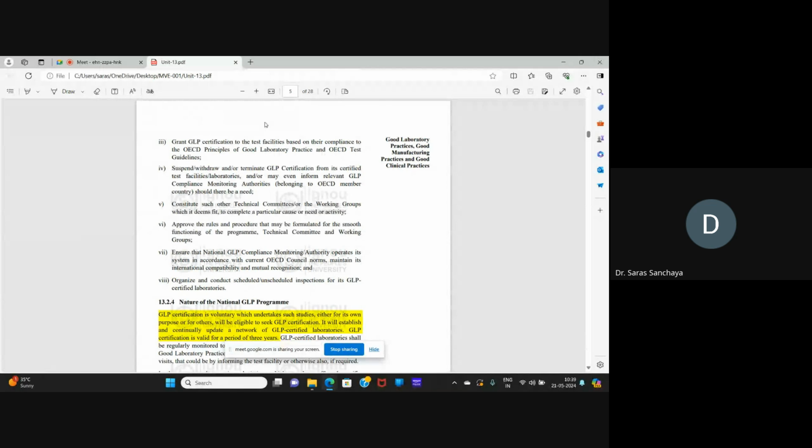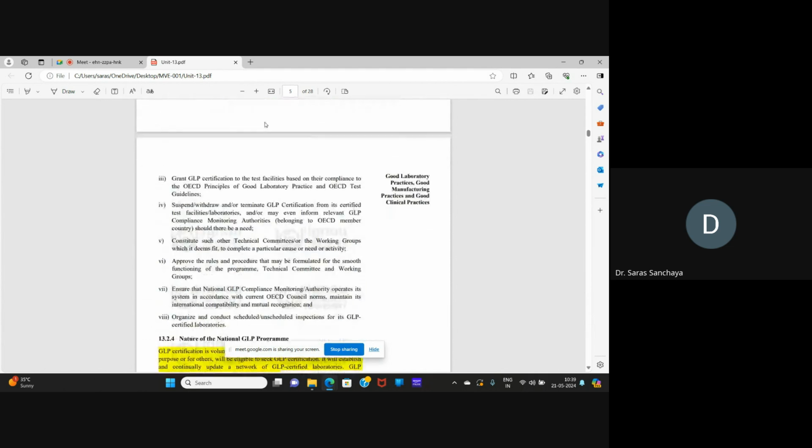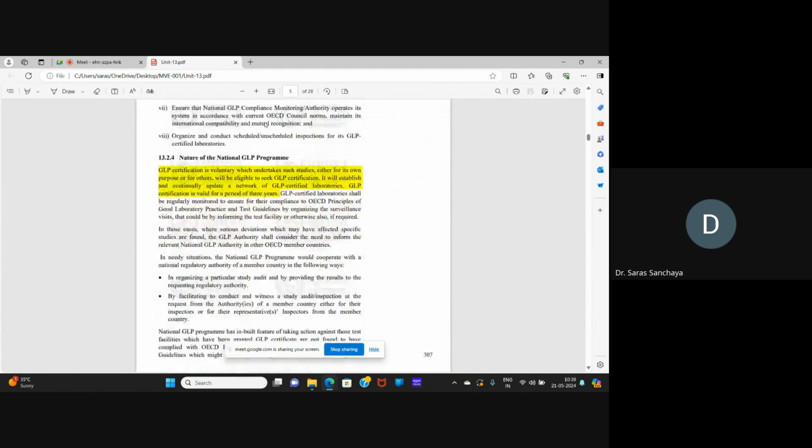Approve the rules and the technical committee and working groups, ensure that the national GLP compliance monitoring authority operates its system in accordance with current OECD council norms, maintain its international compatibility and mutual recognition, and lastly organize and conduct scheduled and unscheduled inspections for its GLP certified laboratories. So there are various functions of GLP which we have discussed. The nature of the national GLP program.